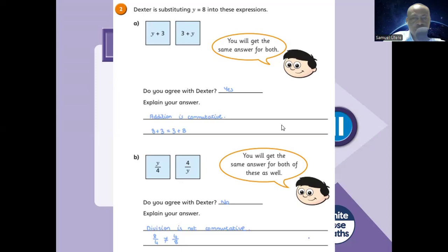So you can swap things around and you'll still get the same answer. For B, saying that you will get the same answer is not right, because remember what we've learned: division is not commutative. You can't just swap things around and get the same answer. So y divided by 4 is 8 divided by 4. But if you look at it the other way around, 4 divided by 8 will give you a half. So they're not the same.